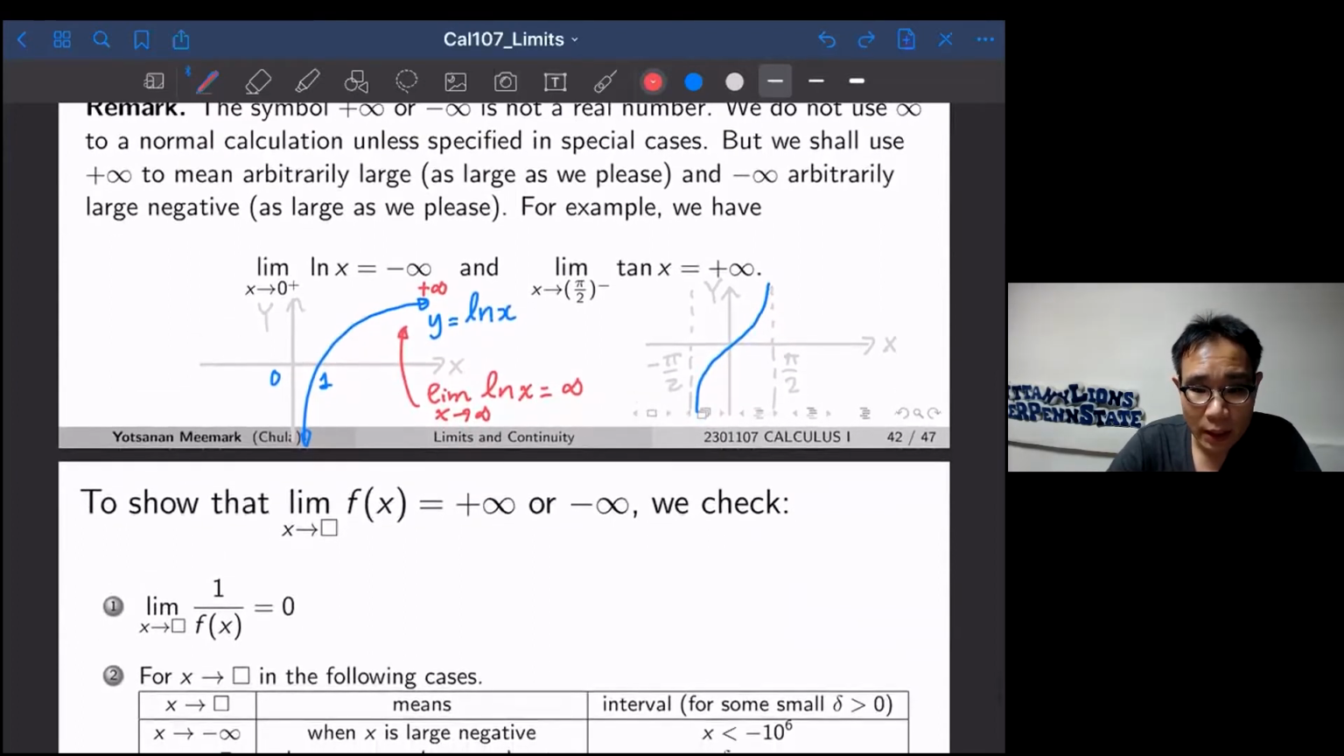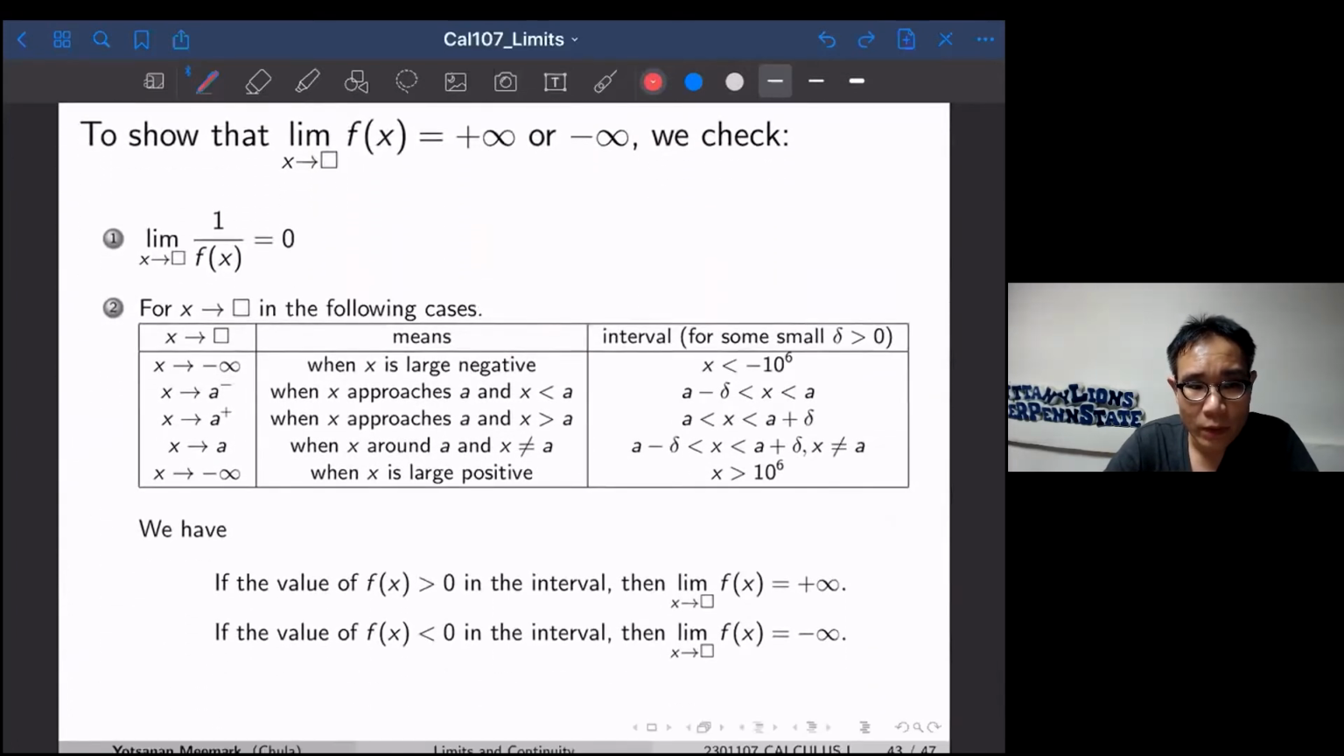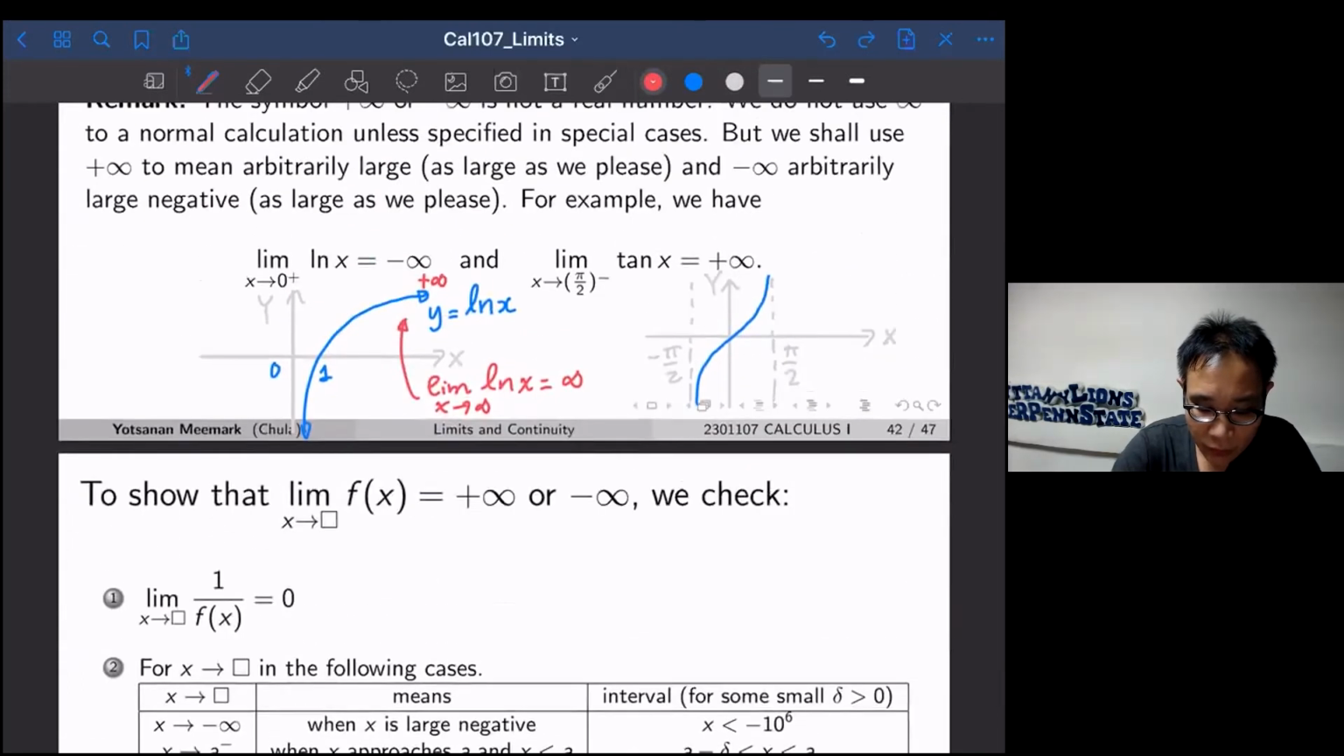The thing that I need to teach you is how to show that the limit as x goes to something of f(x) equals positive infinity or negative infinity. The thing that you see is you have the symbol, so you need to conclude that this turned out to be positive large or negative large.